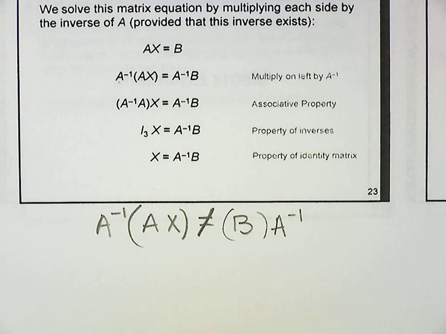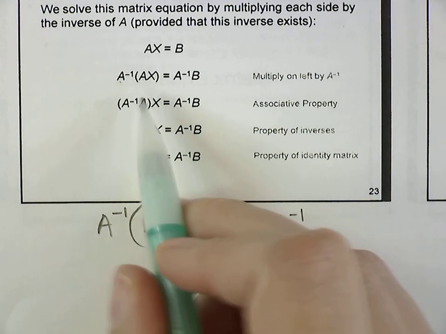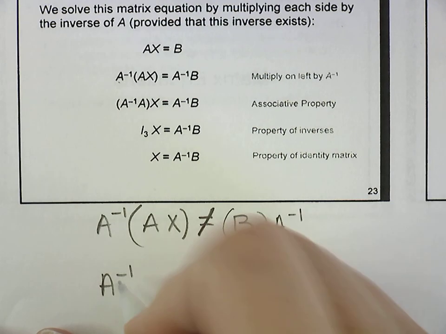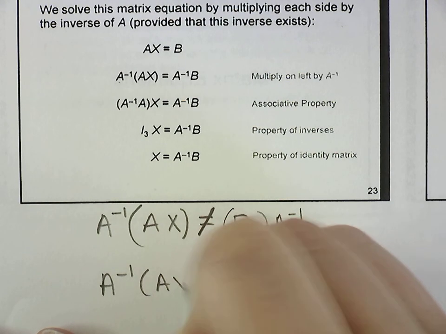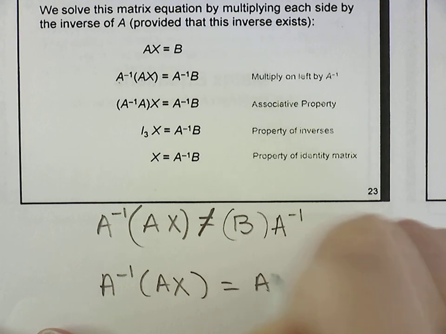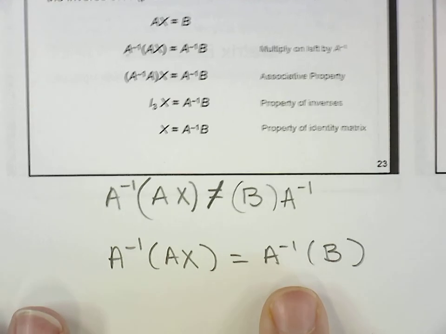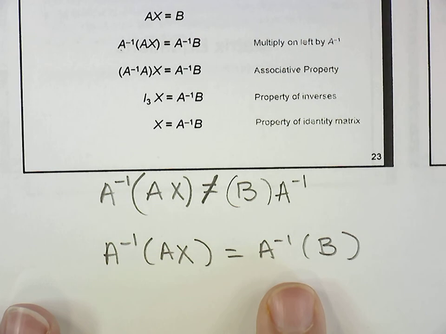Okay, so the order matters because matrix multiplication is not commutative. When you multiply, you have to multiply on the same side. So if you have the inverse times this side, you're also going to have to do the inverse times this side in the same order. So they would both have to be on the left.